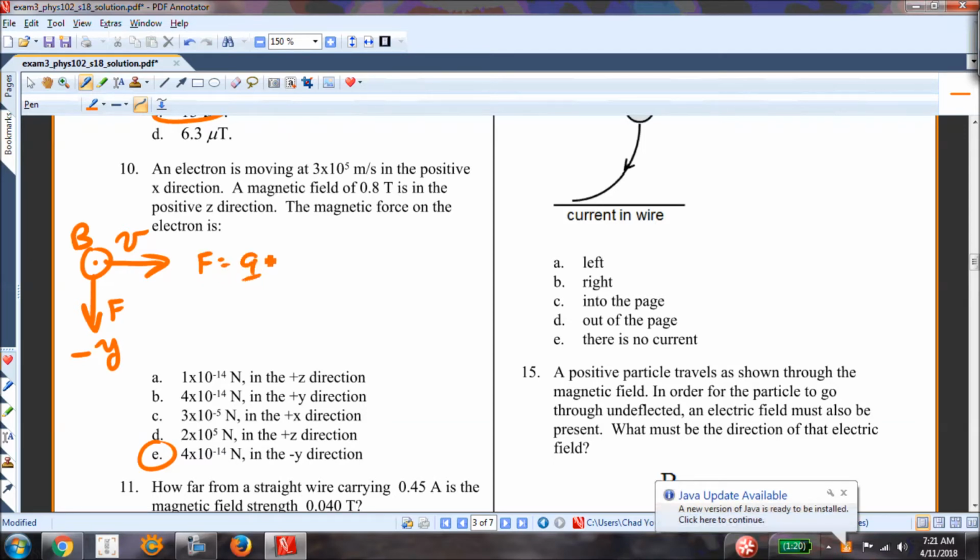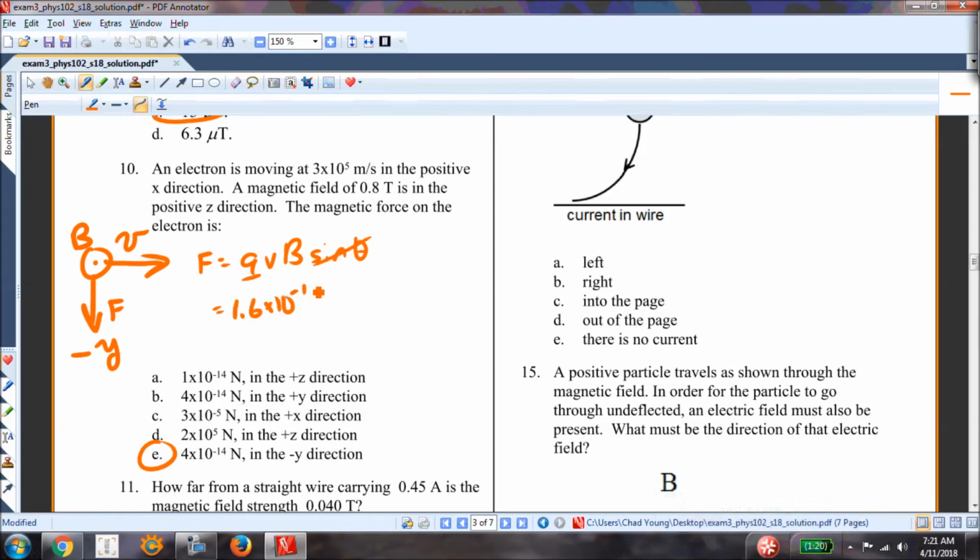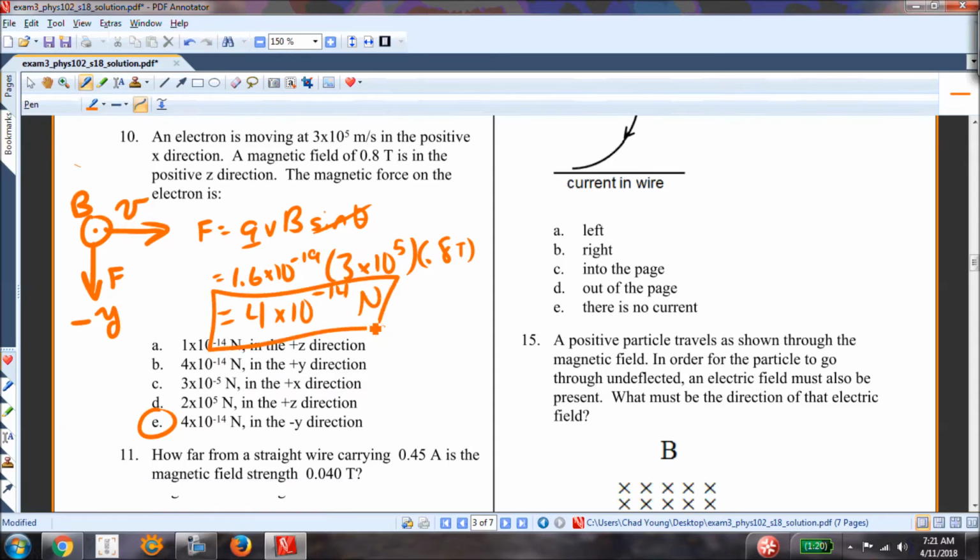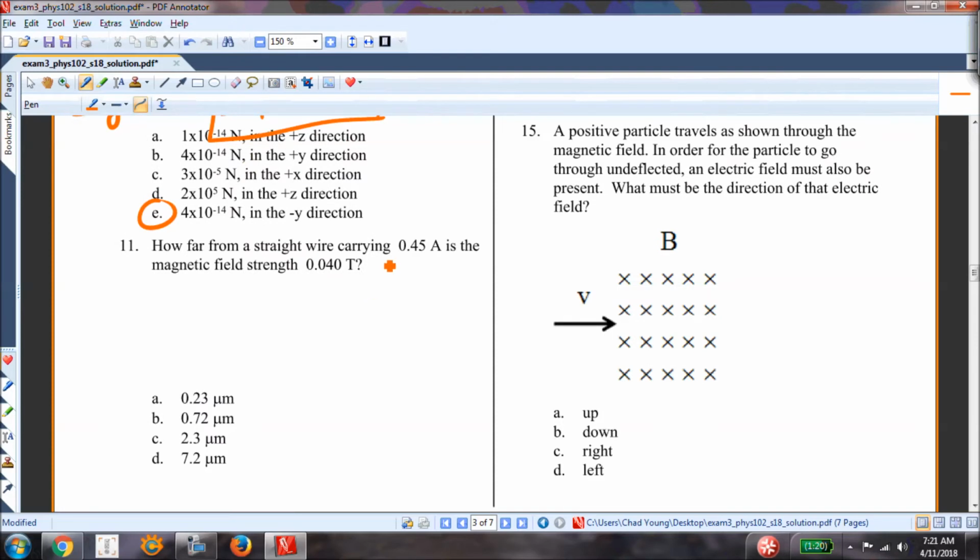It's equal to qvB sine of theta. Theta here is 90 degrees, so I'll just leave that off. q is 1.6 times 10 to the minus 19. v is 3 times 10 to the 5th meters per second, and B is 0.8 Tesla. And if I do that, I get 4 times 10 to the minus 14 newtons. So it is E.